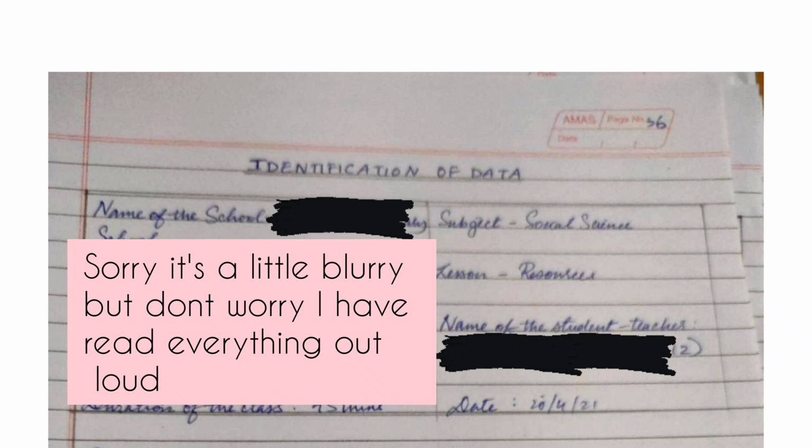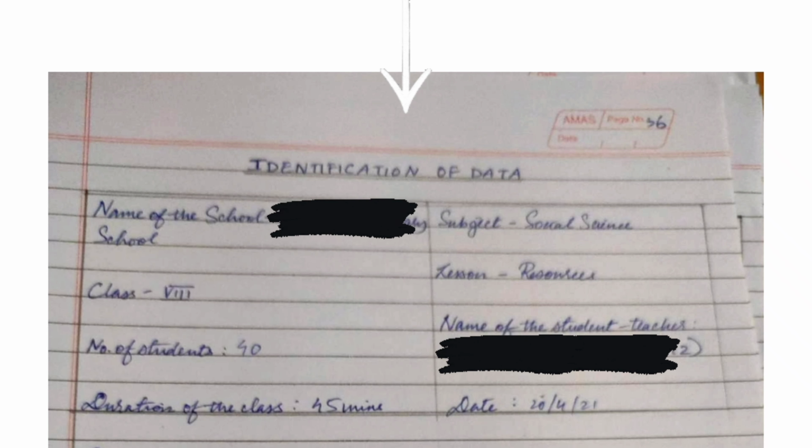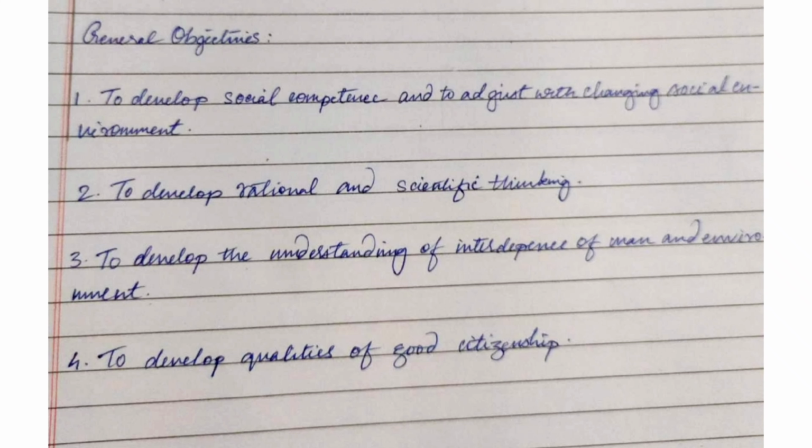So the first section for every lesson plan starts with the identification of data. In this part, you have to mention the name of the school where you are teaching in, the name of the subject, lesson, class, the number of students, your own name, and the duration of the class as well as the date.